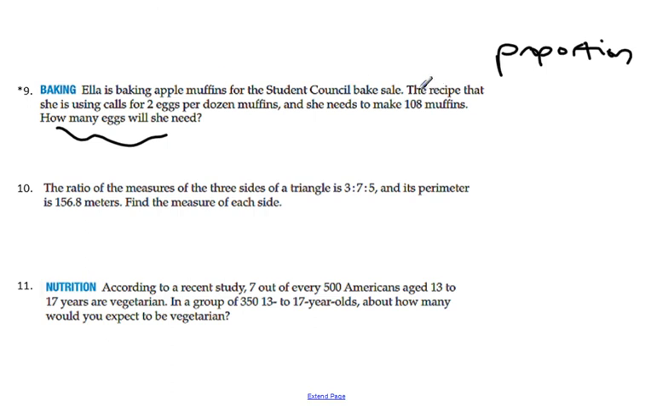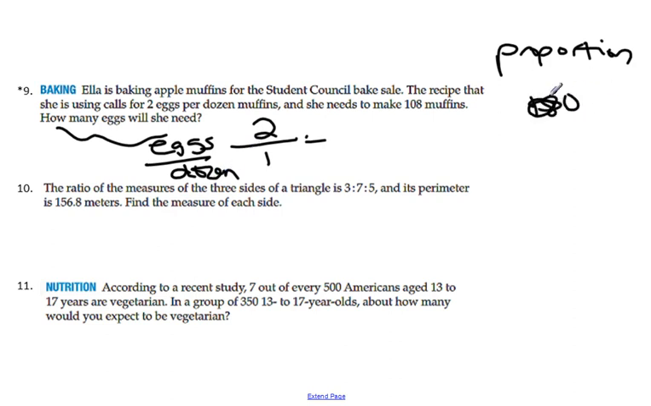Well, the ratio that's going to set up our proportion is the fact that the recipe calls for 2 eggs for every 1 dozen of muffins. So we want to compare eggs to dozen of muffins. Then it says she needs to make 108 muffins. Well, it didn't ask us to compare muffins, it asked us to compare dozens of muffins. So we need to figure out how many dozens of muffins make up 108 muffins.